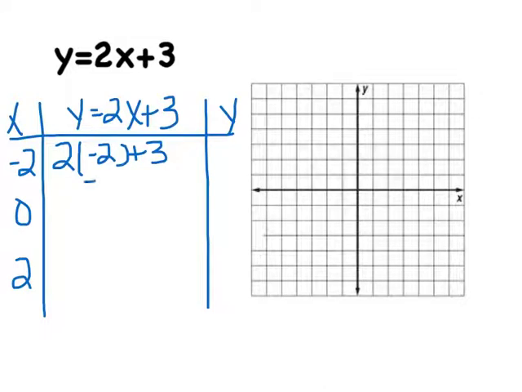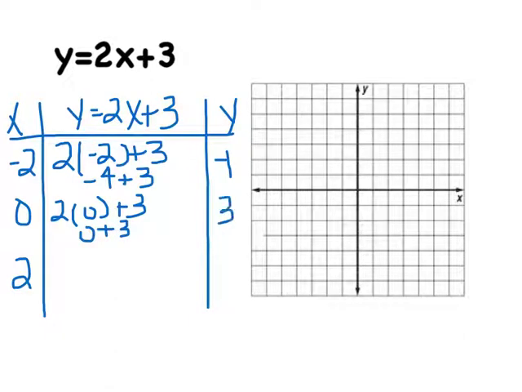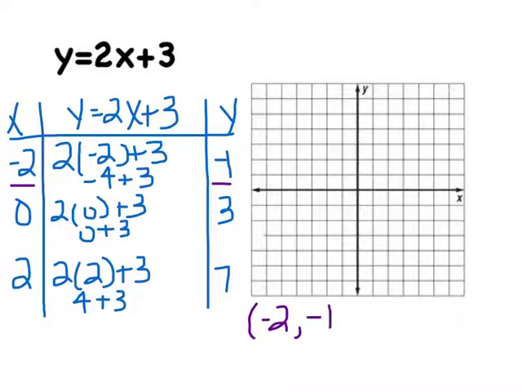2 times -2 is -4 plus 3 is -1. Then I have 2 times 0 plus 3. 0 plus 3 is 3. And I have 2 times 2 plus 3. 2 times 2 is 4 plus 3 gives me 7. So these are my new coordinates. If I look, these are x's, that's my x and that's my y. So -2, -1; 0, 3; and 2, 7.